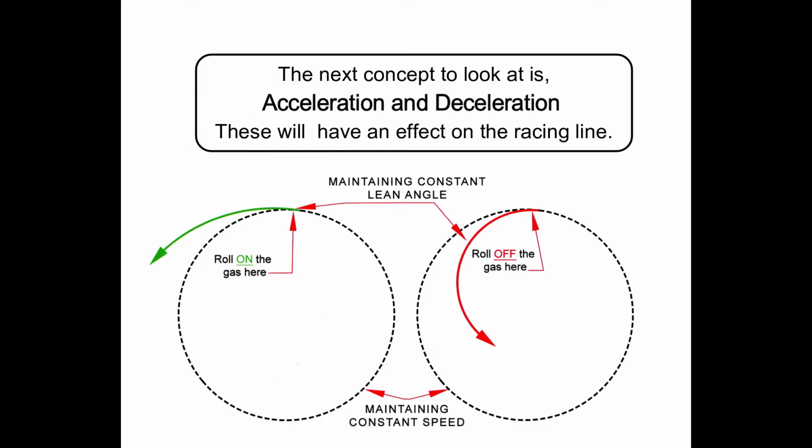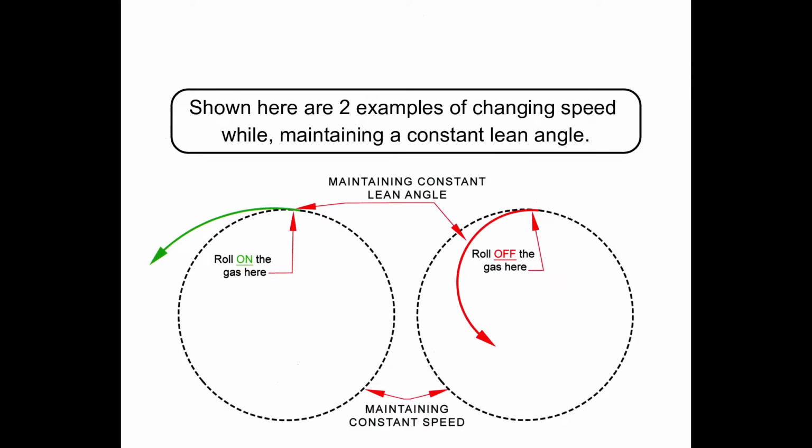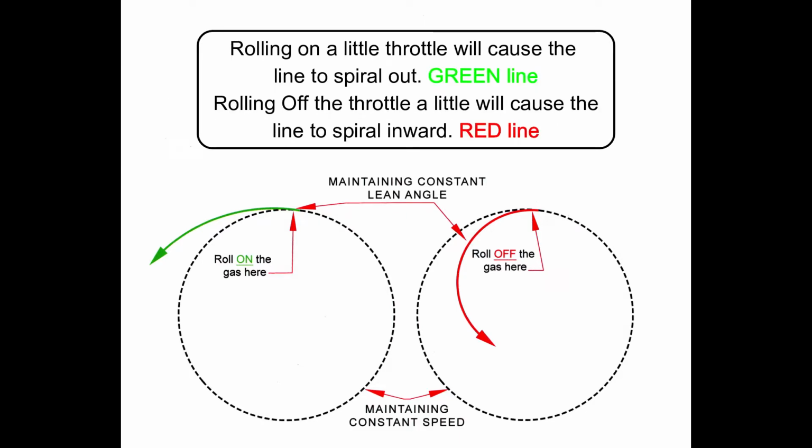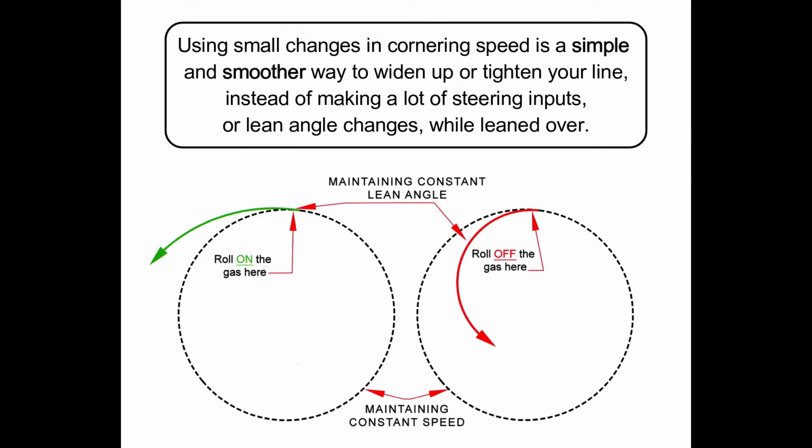The next fundamental to look at is acceleration and deceleration. These will affect the racing line. Shown here are 2 examples of changing speed while the riders maintain a fixed lean angle. As you can see, rolling on the throttle a little bit will cause the bike to spiral out, shown in the green line, whereas rolling off the throttle a little bit will cause the line to spiral inward, the red line. Now, using small changes in cornering speed is a simple and a smoother way to widen or tighten up your line instead of making a lot of steering inputs or lean angle changes while leaned over mid-turn.